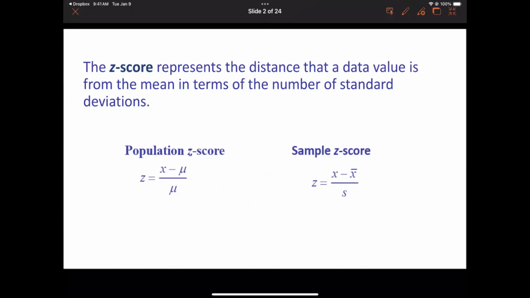So when we're working with population, the z-score looks like this, and this should not be this. This should be sigma. I need to fix that. I need to make a note to myself to fix that.